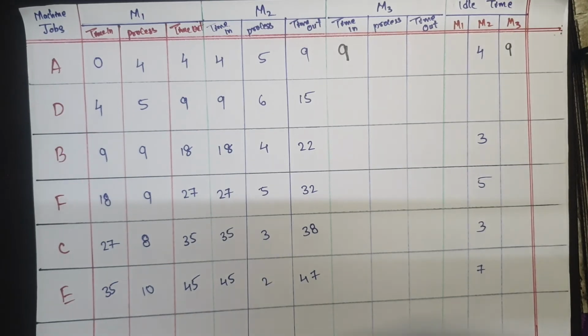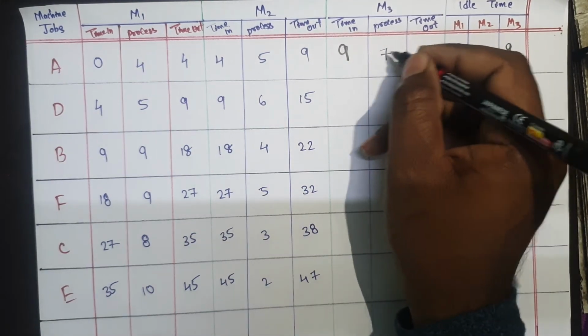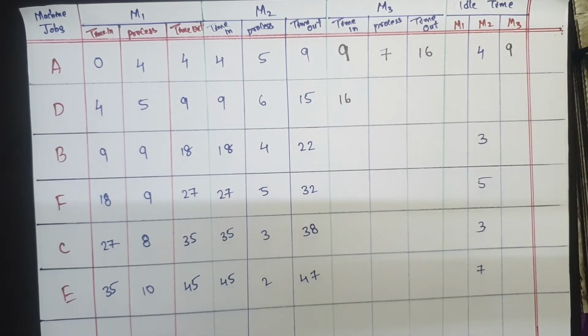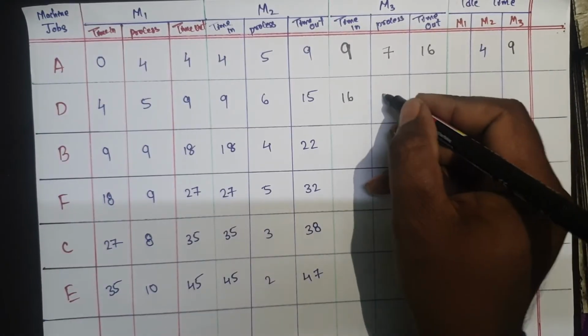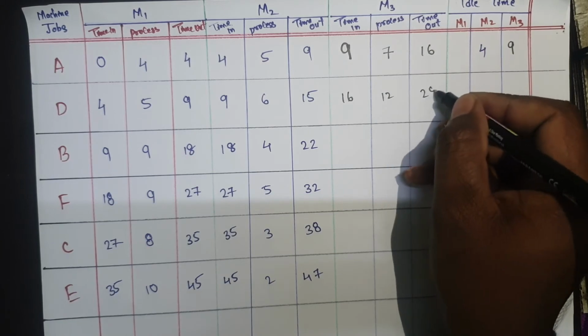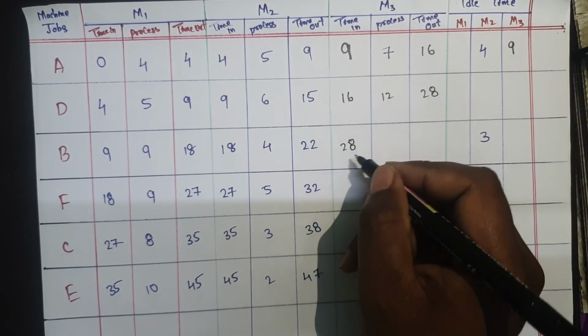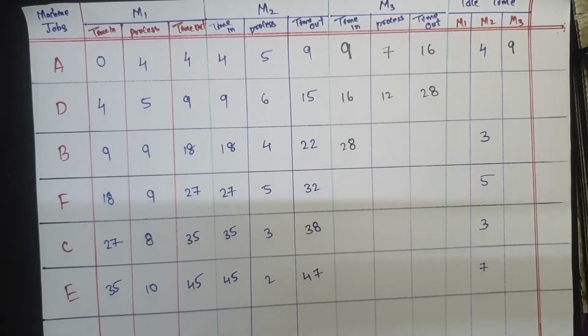Now, in A, what is the value here? 7. So, this one will become 16. 16 you can transfer here. In D, what is the value here? 12. 12 means how much will it be? 28. 28 you can transfer here, because 22 is less compared to 28.